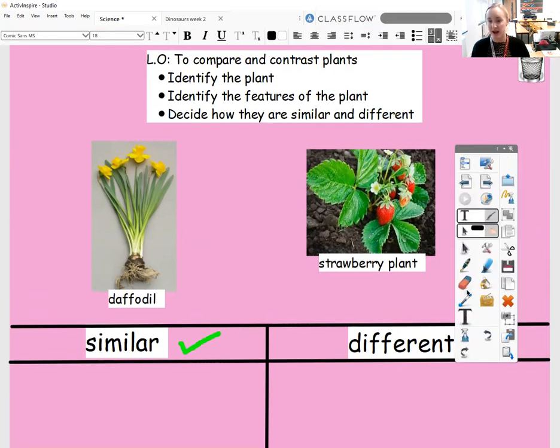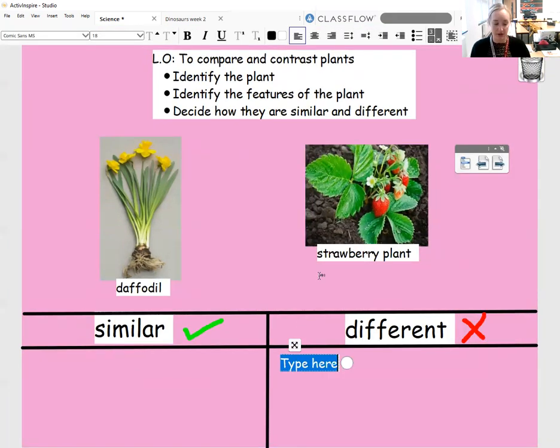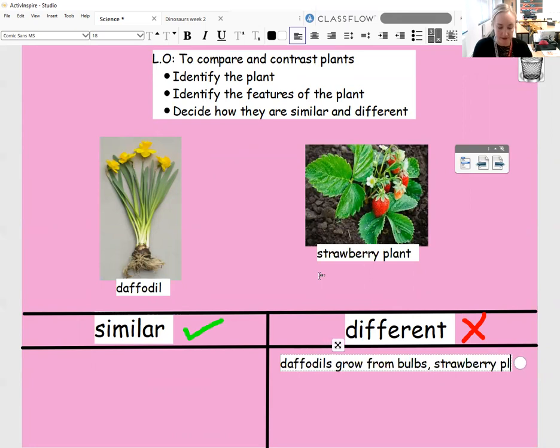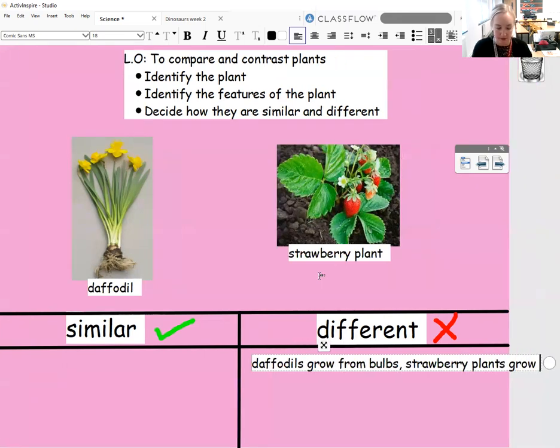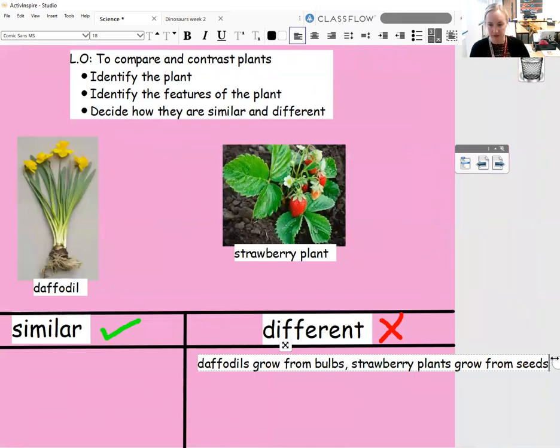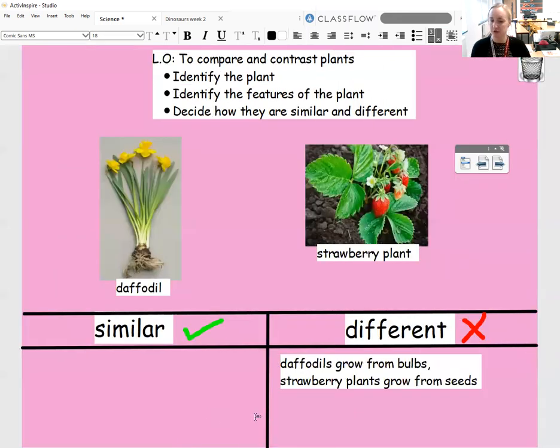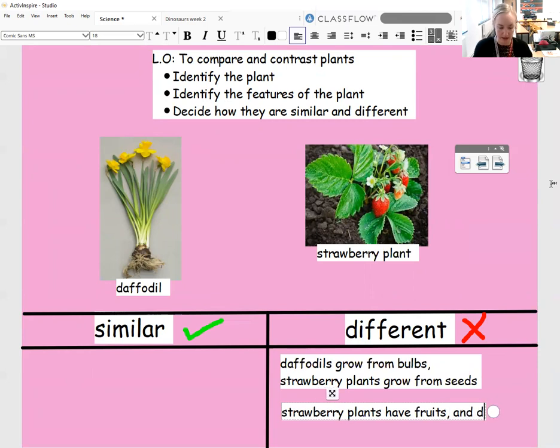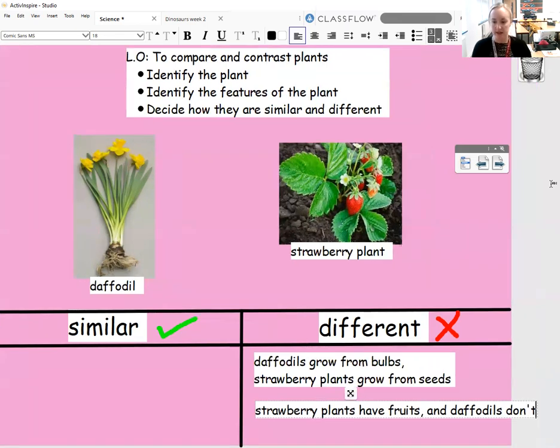So straight away there, I found a difference, okay? Because daffodils grow from bulbs and strawberry plants grow from seeds. So straight away, I found a difference as I was talking through that then. I've also noticed that strawberry plants have fruits and daffodils don't.